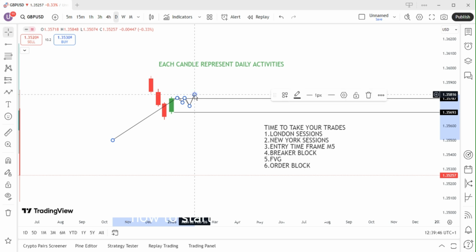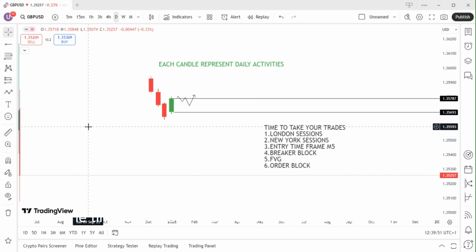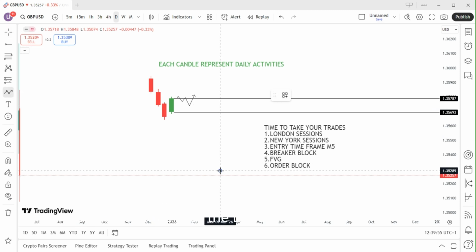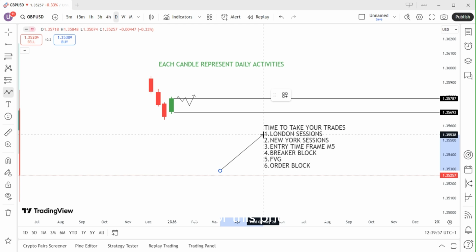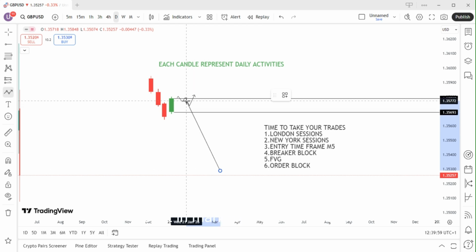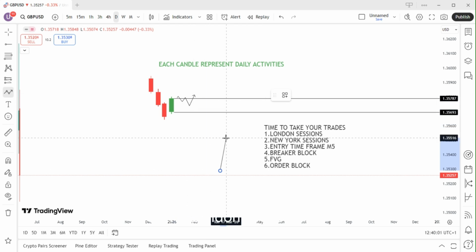Now, to start with question number 2, the time of the day that you need to take this buy is at the London session. You can see it here at the London session. That is number 1. Watch out for this price action for a shift in market structure to bullish at the London session.